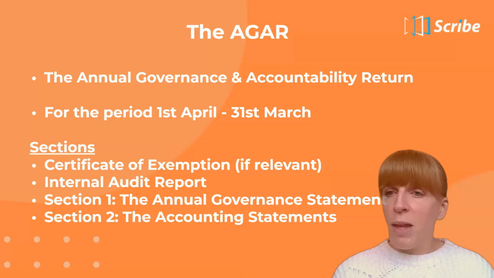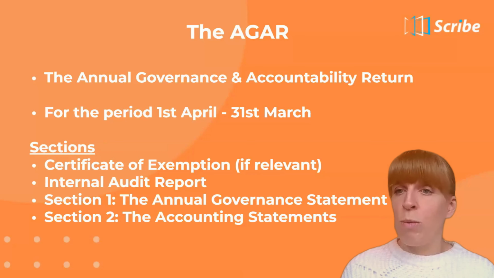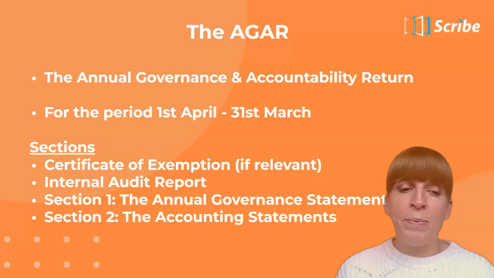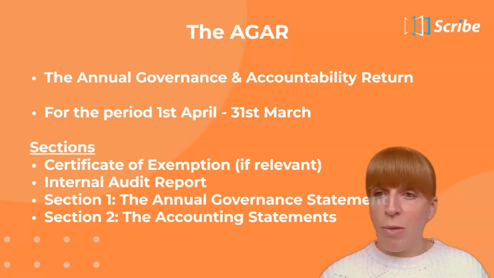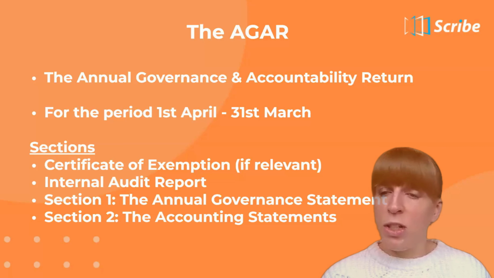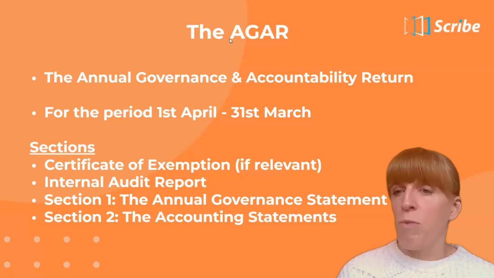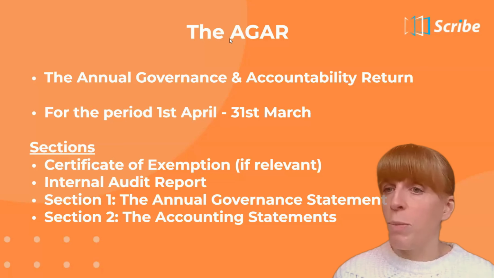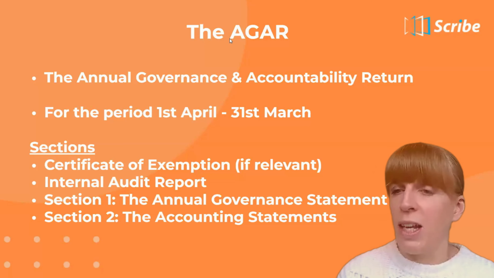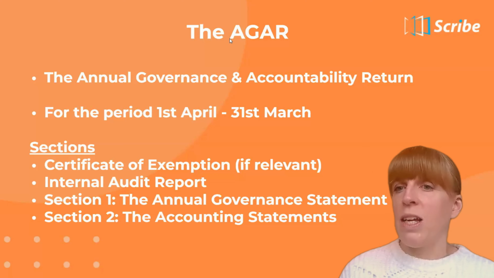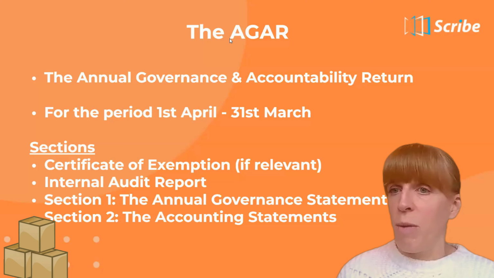The sections that make up the AGAR are the certificate of exemption, if relevant, and we'll talk about all these sections in a lot more detail as we go through the session. The internal audit report, section 1, the annual governance statement, and section 2, the accounting statement. The accounting statement is the numbers bit, and that's what we're going to spend a reasonable amount of time on in this session, because that's quite a big element of it, getting all the year's accounts collated and the right numbers in the right boxes.